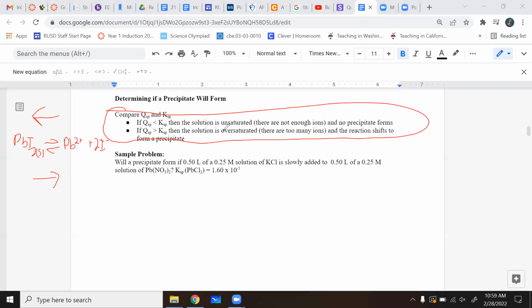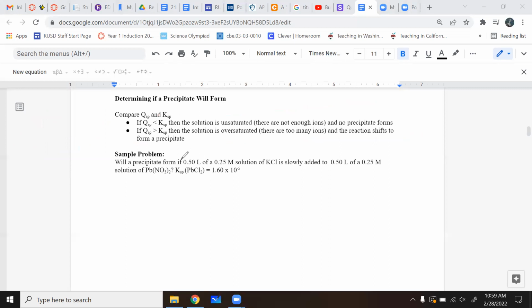ions. So our sample problem says, will a precipitate form if 0.5 liters of a 0.25 molarity solution of potassium chloride is slowly added to 0.5 liters of a 0.25 molarity solution of lead 2 nitrate? Our KSP for that particular salt is 1.6 times 10 to the negative fifth. So once again, if you don't have any idea how to start, stick with me, but if you'd like to attempt this on your own first, go ahead and pause the video here.